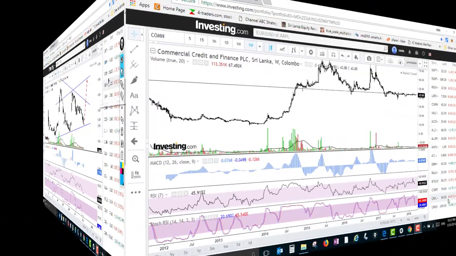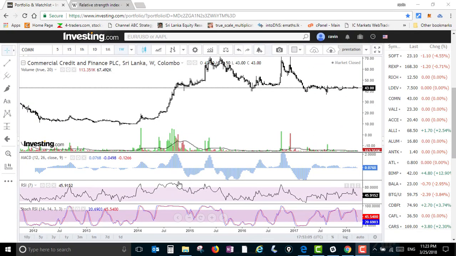We'll take here Commercial Credit. Commercial Credit has given us several buy opportunities, and we maximally took advantage of it. That's why I like this stock. Anyway, it's my personal perspective. If I'm taking this particular example, what does it say through MACD and other oscillators like RSI and stochastic RSI?